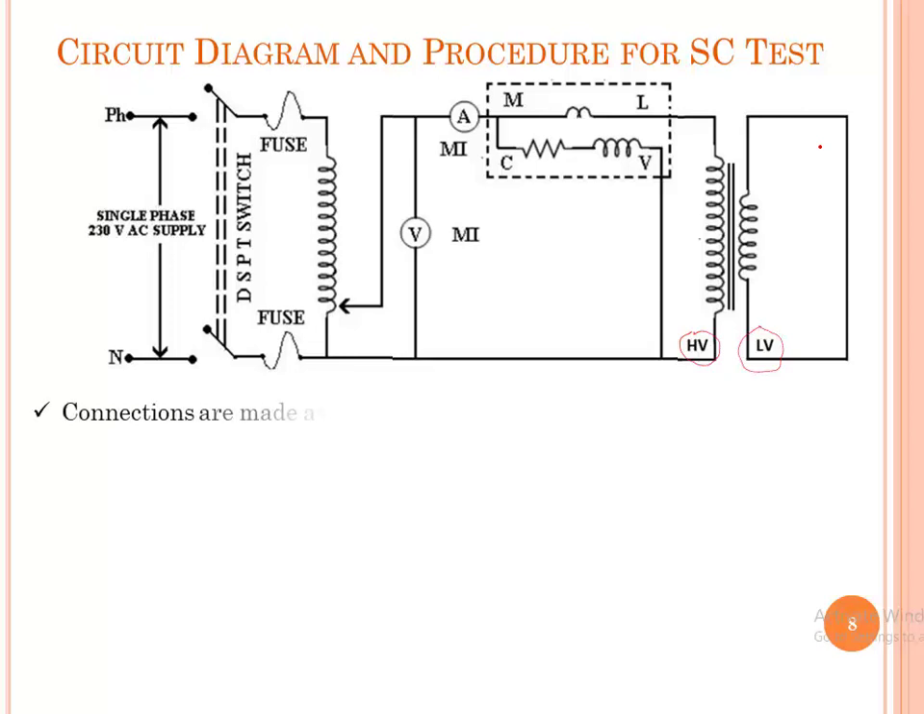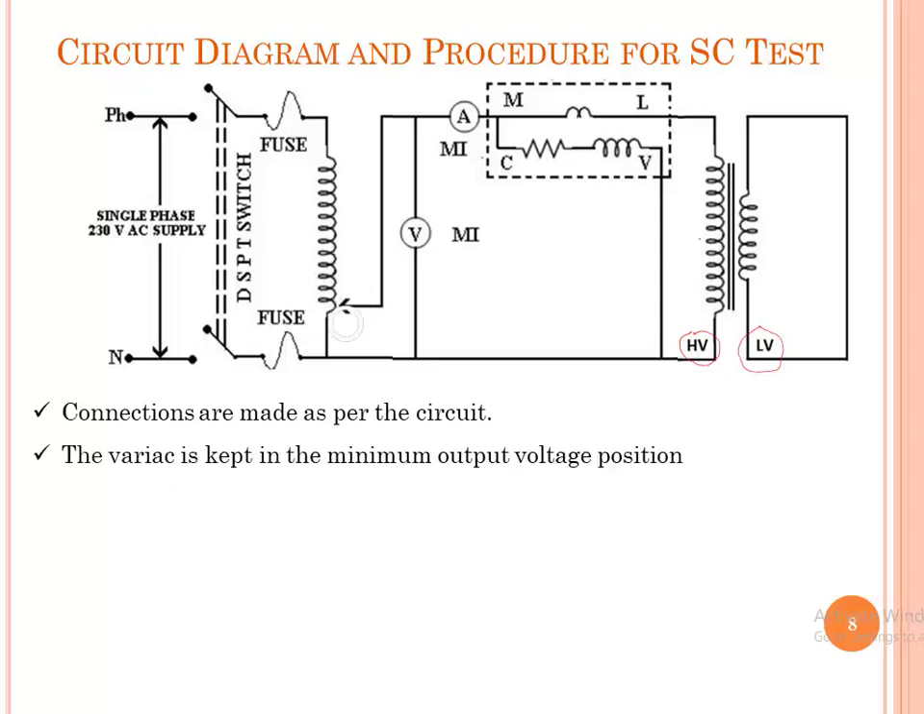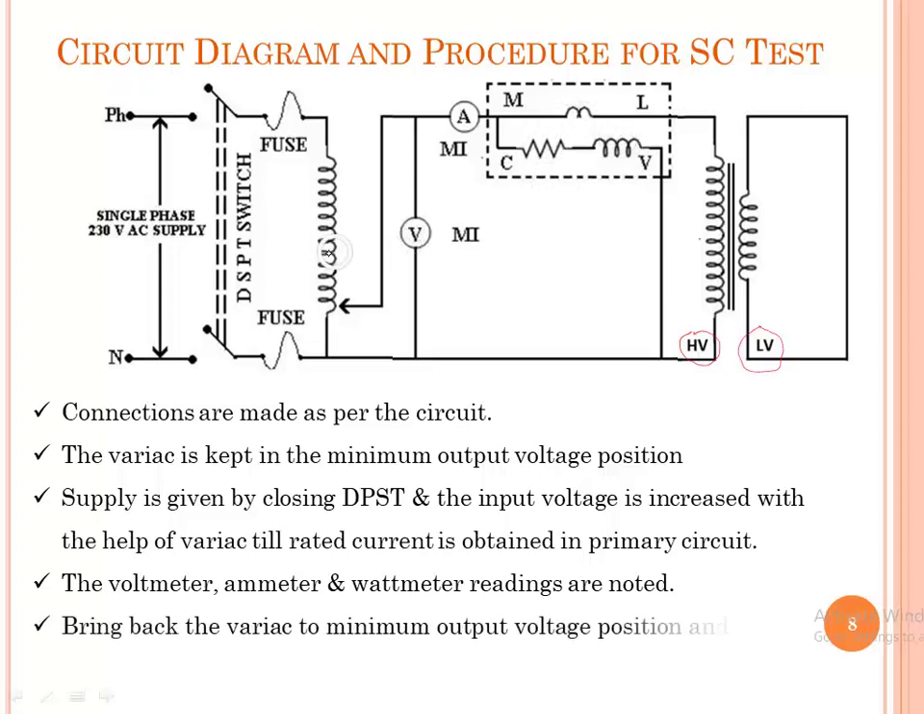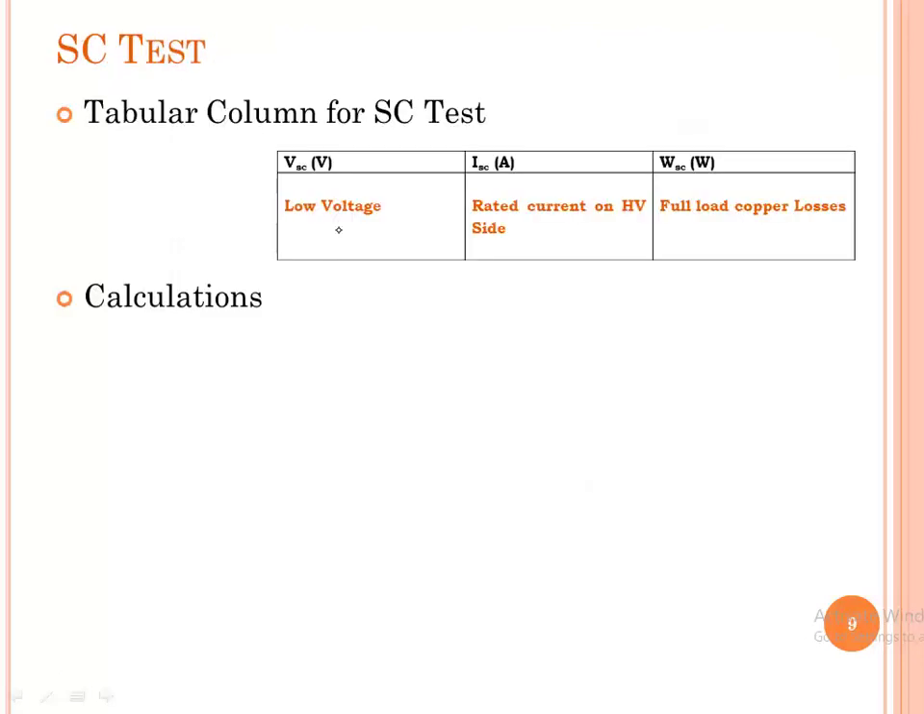The procedure for conducting SC test. Connections are made as per the circuit diagram. After making sure that the variac is in minimum voltage position, close the DPST switch. After closing the DPST switch, increase the variac slowly until this ammeter reads the rated current. Note down the voltmeter reading, ammeter reading and the wattmeter reading in a prescribed tabular column. After taking all the values, bring back this to initial position and open the DPST switch. This is a tabular column.